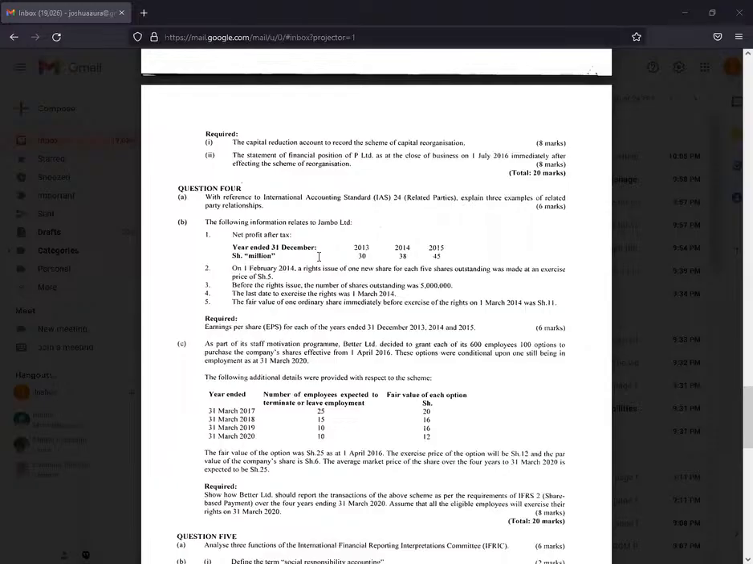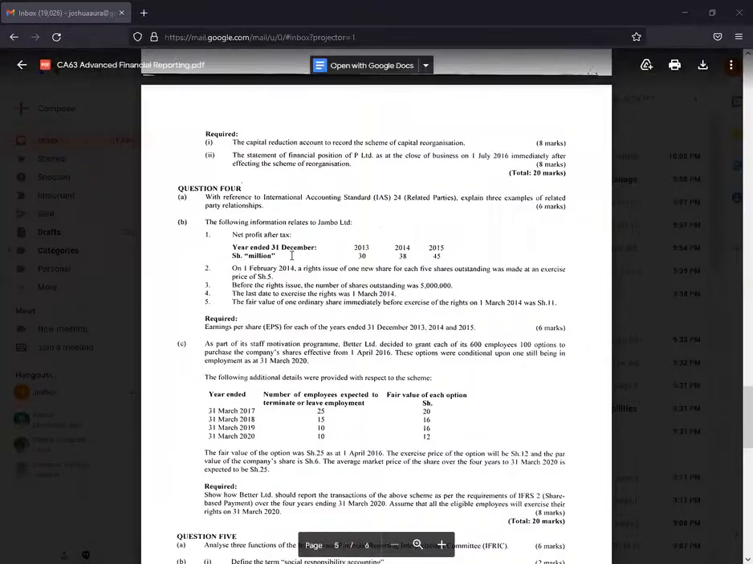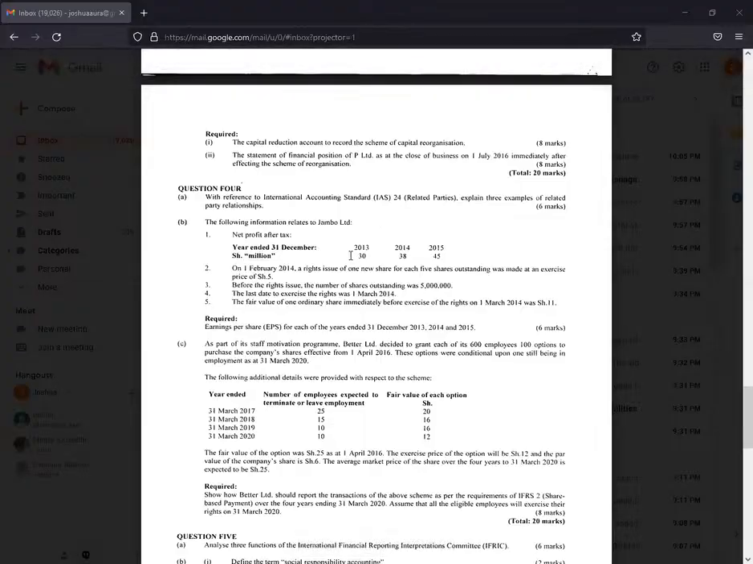So I'm told here the following information relates to Jumbo Limited. I can see the net profit after tax for 2013, 2014, 2015. I can see shillings millions. I'll do 2 of them today. I'll do one which is for basic EPS and one which is for diluted. Today, you guys are very lucky. So I can see the net profits after tax for the 3 years.